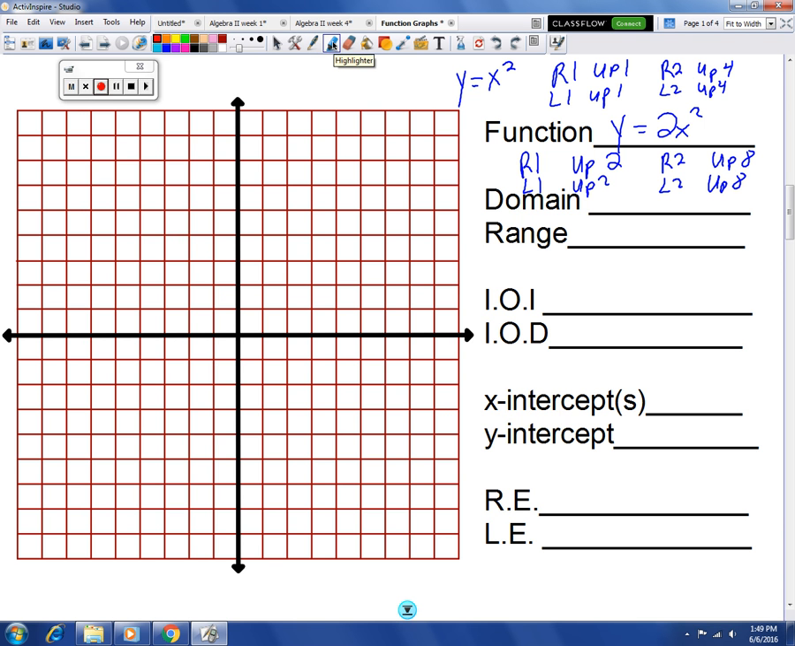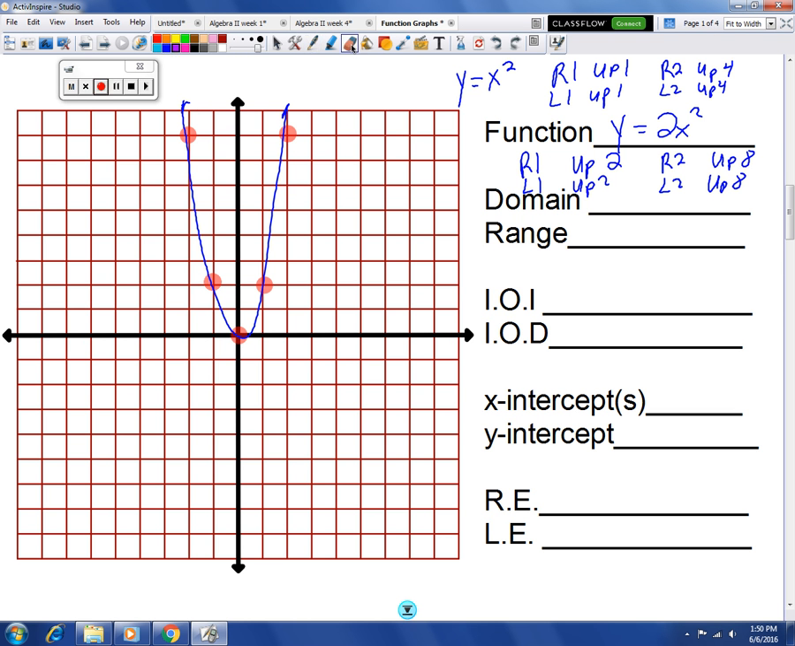Y equals 2x squared, point at the origin. Instead of going up 1, you go up 2. Symmetric. Instead of going up 4, like usual, you go up 8. Simple as that. If it said y equals 3x squared, instead of going up 2, you go up 3. And if you go right 2, you go up 3 times 4, you go up 12. So the larger the coefficient in front of x squared, the steeper it's going to go up more quickly.